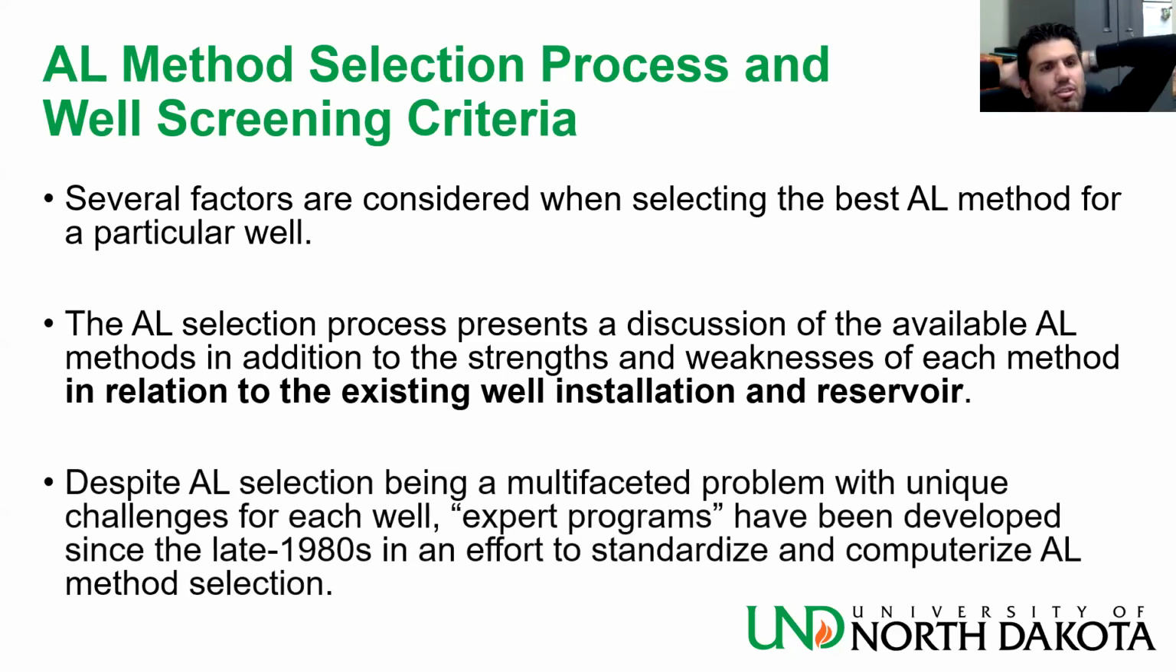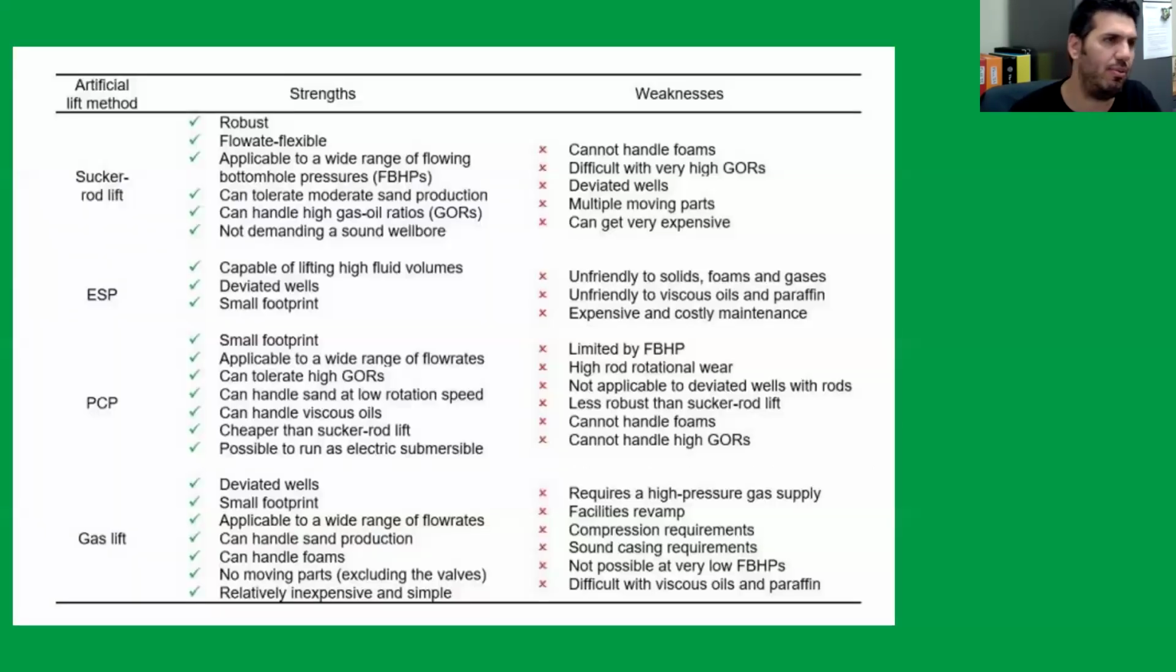Despite artificial lift selection being a multifaceted problem with unique challenges for each well, expert programs, as they are called, have been developed since the late 80s in an effort to standardize and computerize artificial lift method selection. And these are the criteria that they are looking for. We have what areas each type works best, and then we see our own scenario and we try to fit it where it makes the most sense.